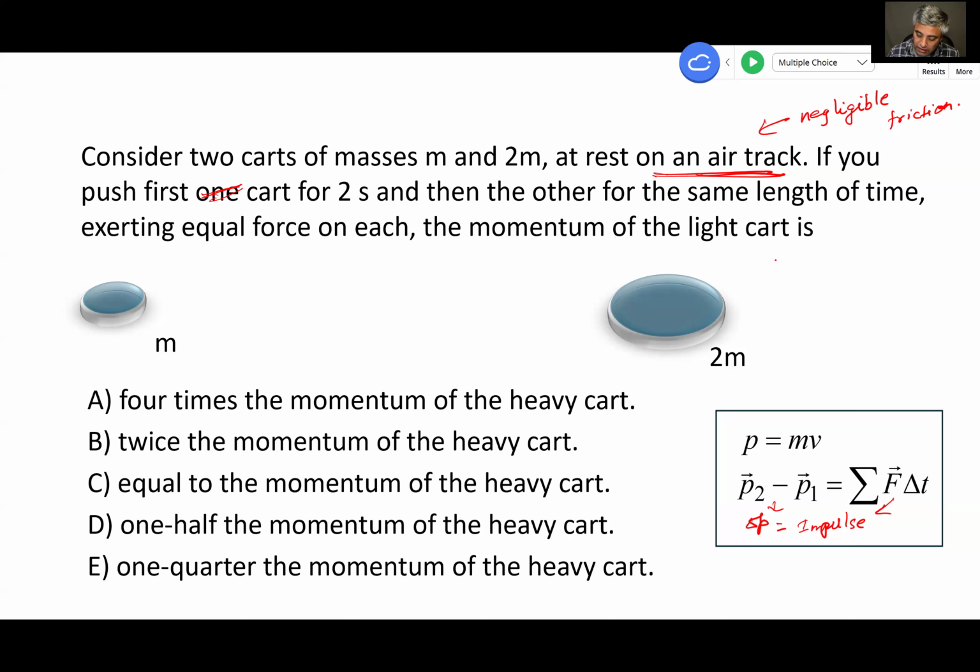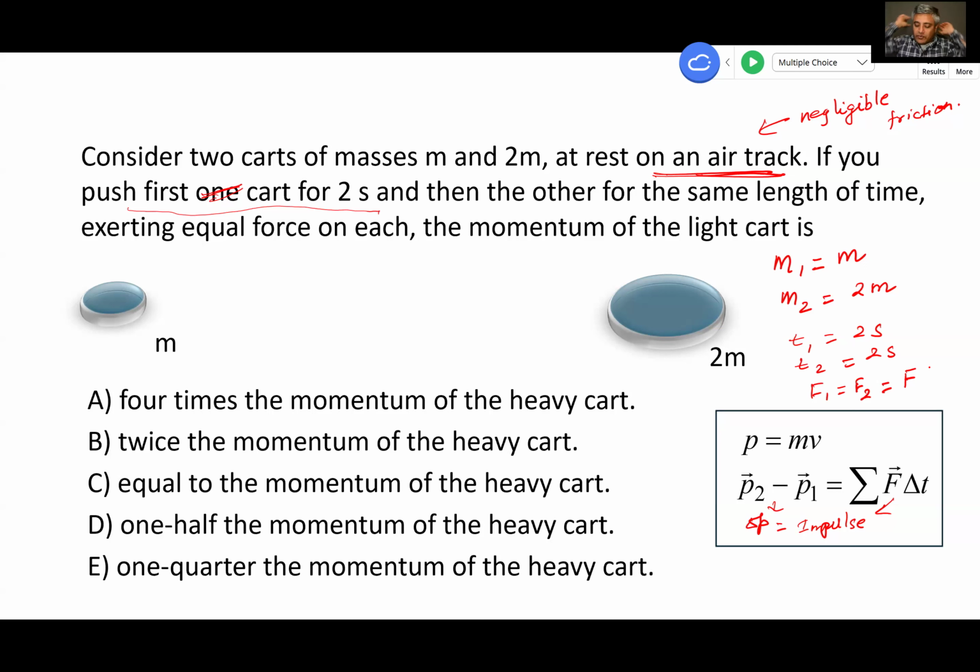So in this case, the mass of one cart is just m, and the mass of the other cart is 2 times m, so double the mass, okay? And the first cart is pushed for 2 seconds, and the second is also for the same length of time, okay? And the force on 1 is equal to the force on 2. Let's say just F. Okay, same amount of force.